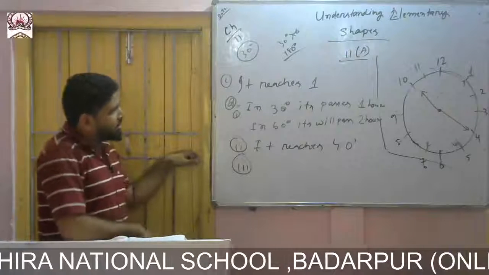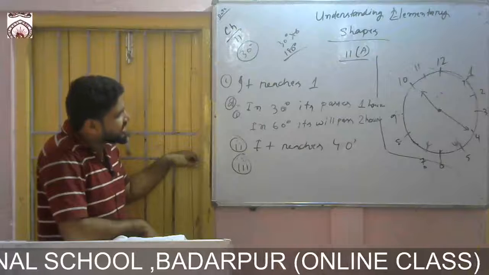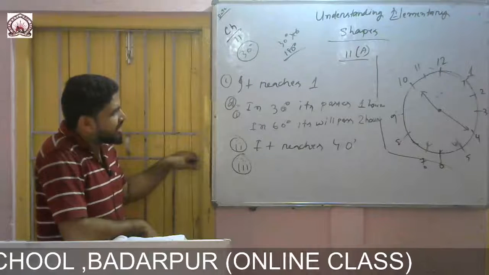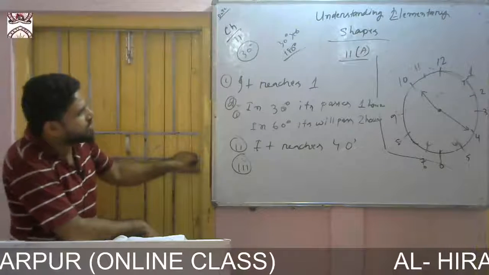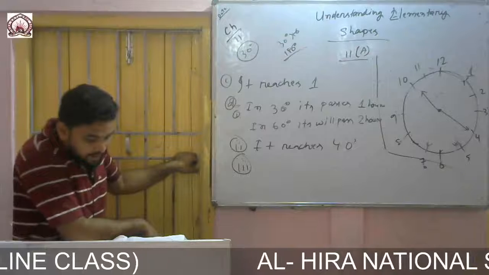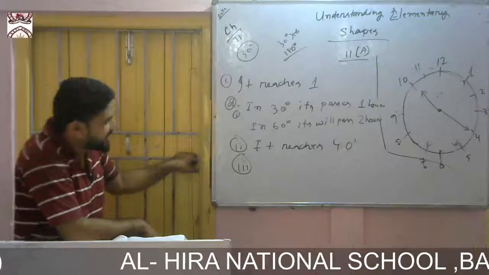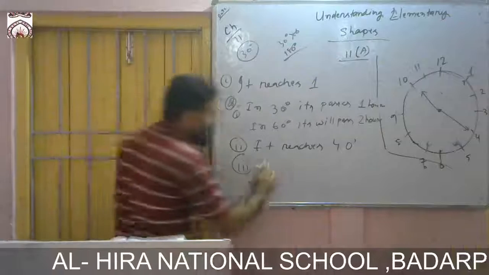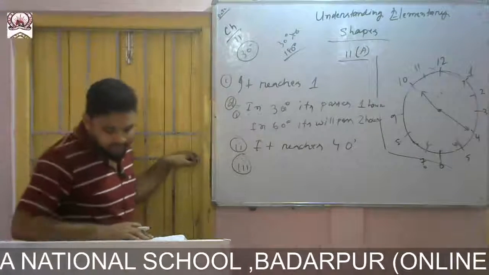So like this, one thing you can write: in 360 degree it passes 1 hour. So in 1 degree it will pass 1 by 30 degree. And in 270 degree it will pass 1 by 30 degree into 270 degree. Like this also you can write in the unitary method. So one thing you do, you maintain this way.